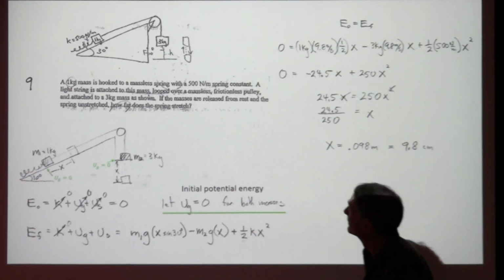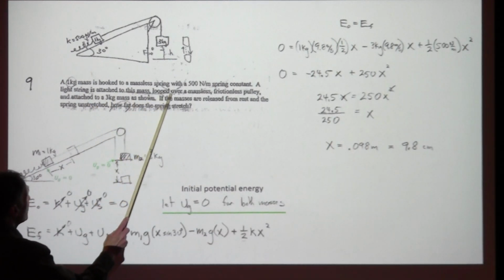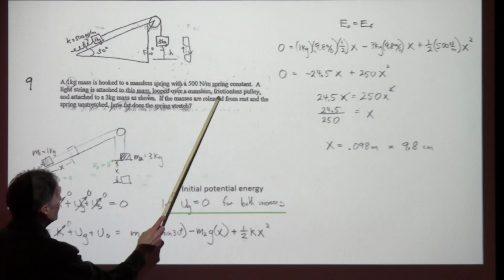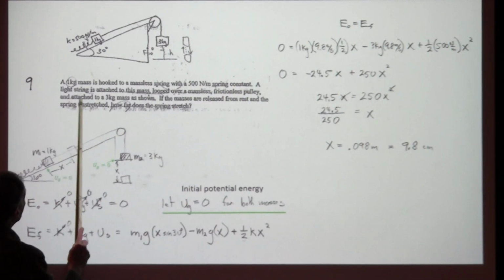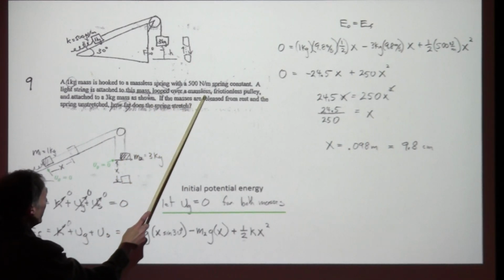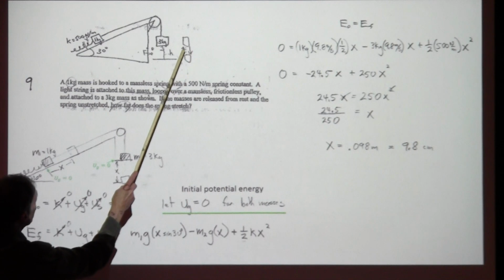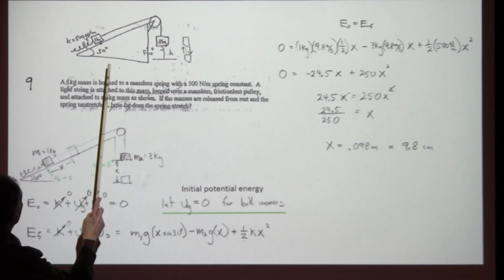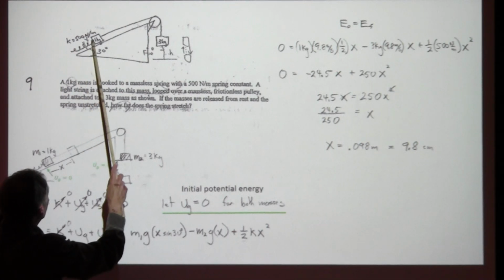Okay, here's another one. A 1 kilogram mass is hooked to a massless spring with a 500 Newton per meter spring constant. A light string is attached to the mass, looped over a massless frictionless pulley, and attached to a 3 kilogram mass as shown. So we've got a 1 kilogram mass. It's connected to this spring.